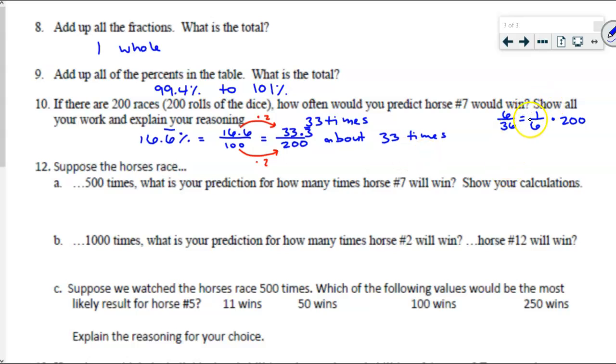There you go. 1/6 times 200. Either way, you get 33 times. Would it be appropriate to maybe say 34 times? If this 33.3 is repeating, is it better to round down or to round up? Why down? Why down, Oren?